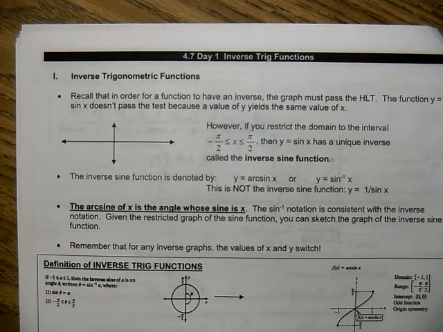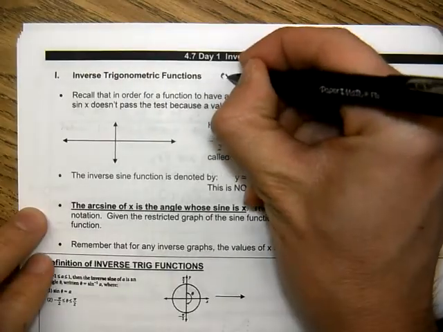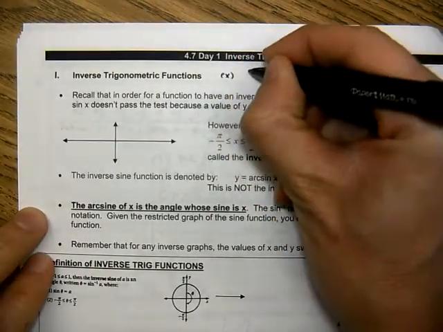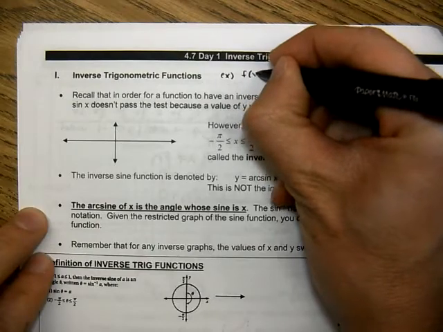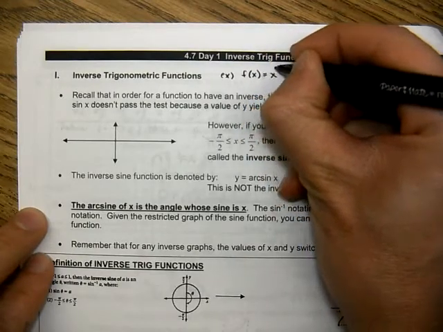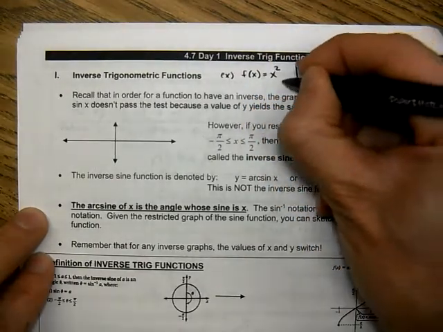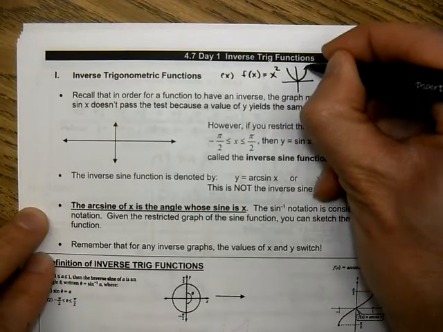All right, hello everyone. Here we're looking at 4.7 day 1, and we're talking about inverse trig functions. Now we've talked about inverses before, when we were looking at functions in general. For example, imagine for a moment, here's a very simple function. Here we have our parabola, the parent function of x squared, right? So there it is, vertex at the origin.